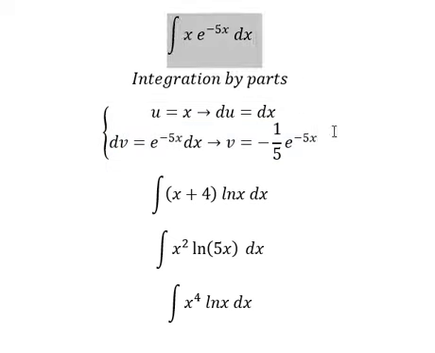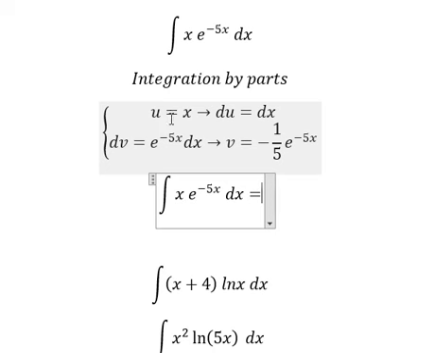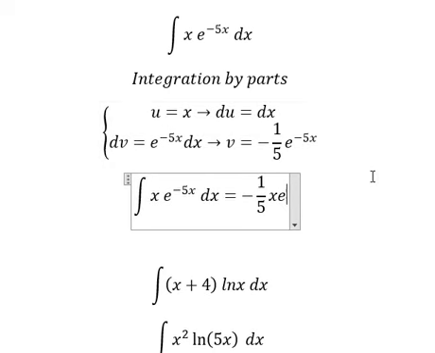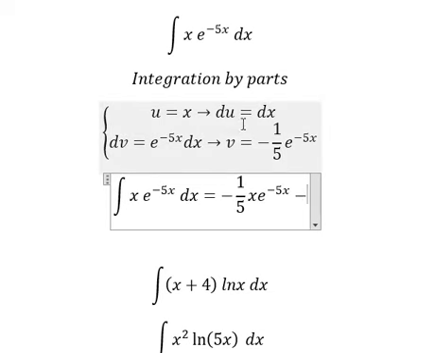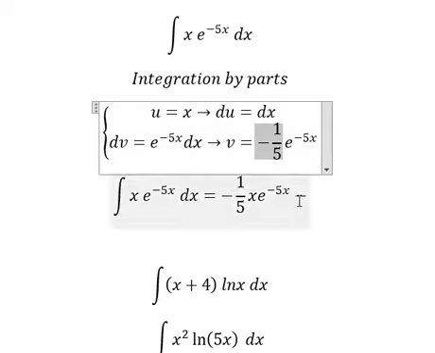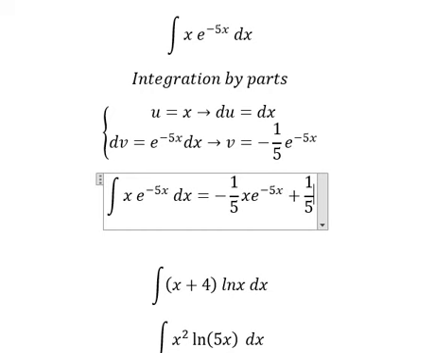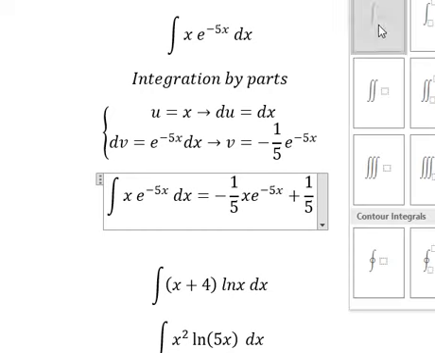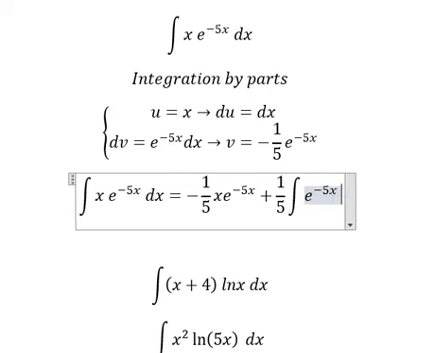Next, we put u multiplied by v, minus u multiplied by v. So with the negative, we have positive, and now we have the integral of e to the power of negative 5s ds.